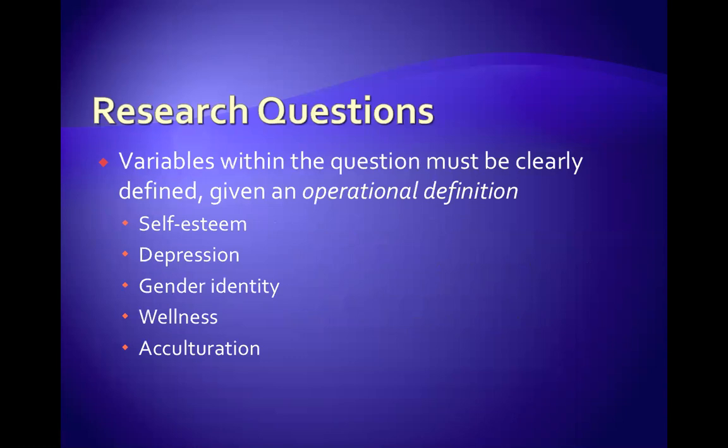So the thing is, if you look at all of these variables, if I would ask each one of you to operationally define what your definition of self-esteem, depression, gender identity, wellness, and acculturation is, they might be slightly different. So each researcher has to stake claim to what they define the variables that they're studying actually mean. And typically they find these definitions in the literature.